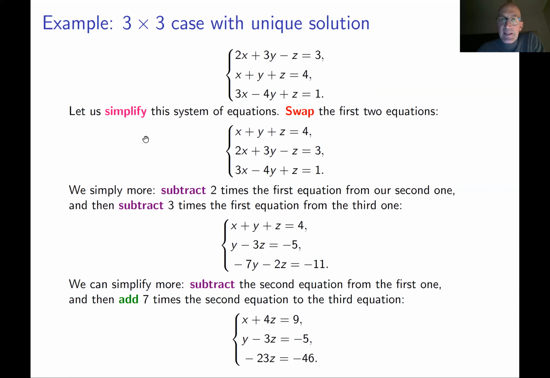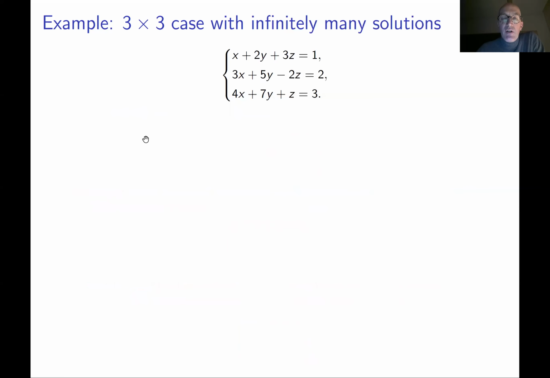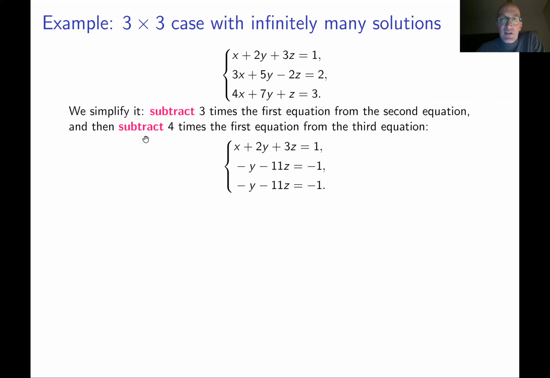Okay, let's consider another example, which is slightly more complicated because it has infinitely many solutions. It's a very similar system of linear equations. Again, we proceed absolutely like on the previous slide. You simplify it, you subtract the first equation from the second and then from the third, multiplying, of course, by the appropriate numbers, 3 and 4, and you get something like this.